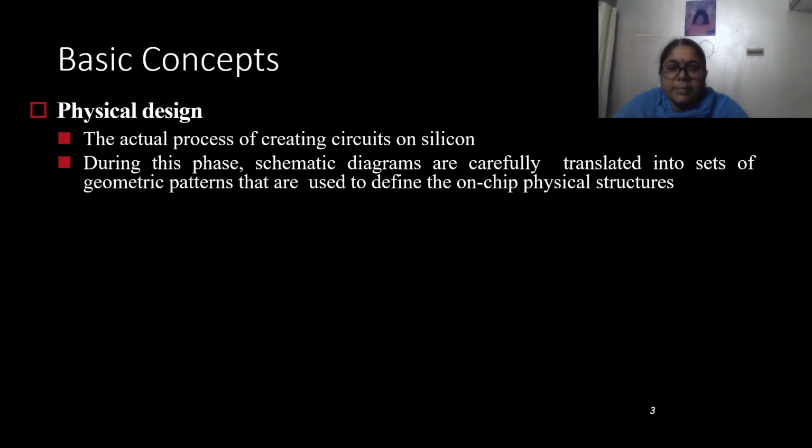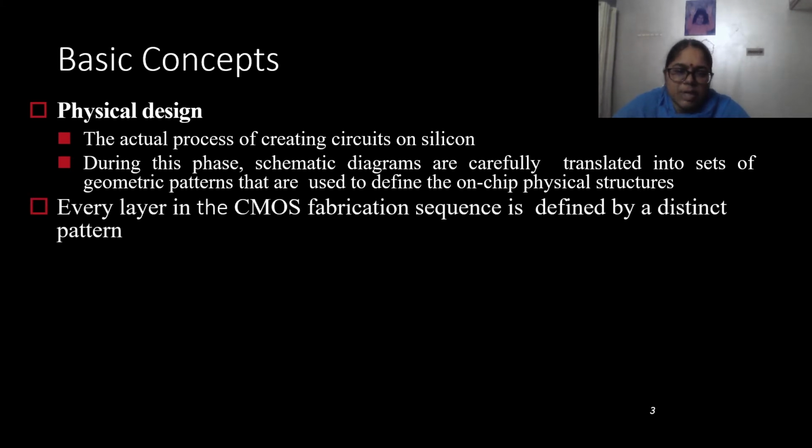Physical design. The basic process of creating circuits on silicon is known as physical design. During this phase, schematic diagrams are carefully translated into sets of geometric patterns that are used to define the on-chip physical structures. So, whatever schematic diagrams we had drawn, all those circuits are now going to be converted using rectangles or polygons into patterns.